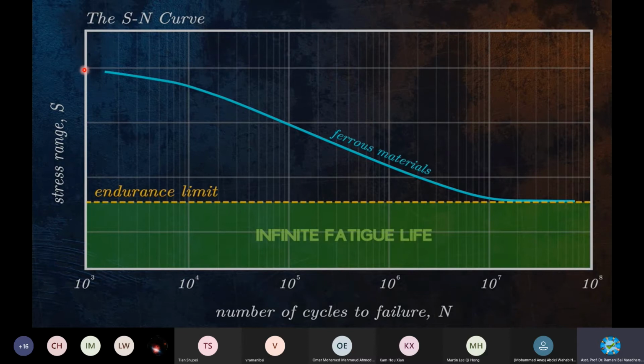Imagine you apply this much stress and run for 1,000 cycles, then keep increasing to 10,000 cycles, right? The stress value it can withstand gets reduced. The body is unable to resist. For a ferrous material, maybe mild or raw iron, the stress it can bear keeps reducing and reaches a limit at 10 power 8.